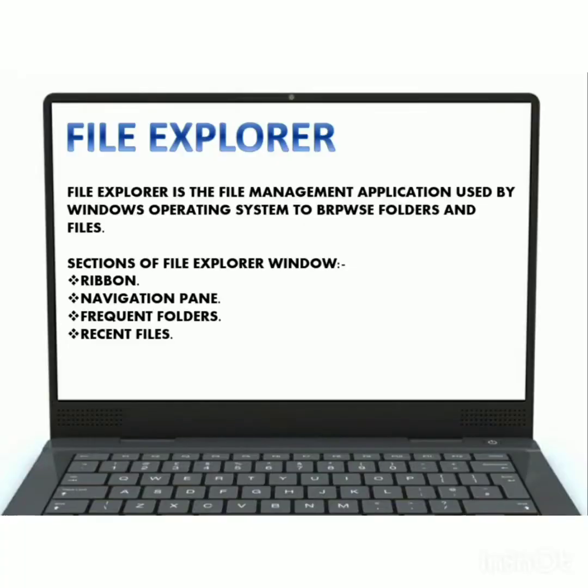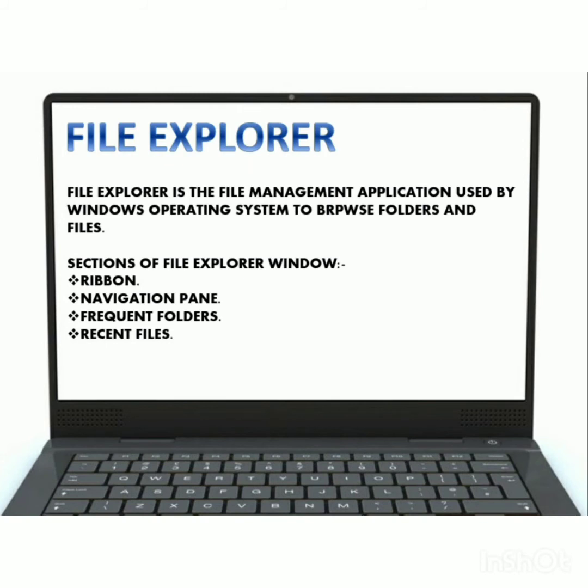Now we will learn what a File Explorer is. Kids, File Explorer is the file management application that is used by the Windows operating system to browse folders and files. Kids, File Explorer, that is the folder or box type icon, always appears on the left side of the taskbar. The main way to access File Explorer is to just click on this icon of the taskbar.